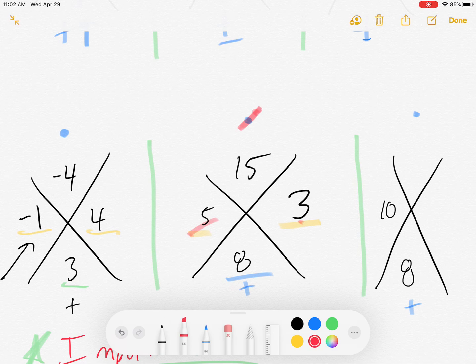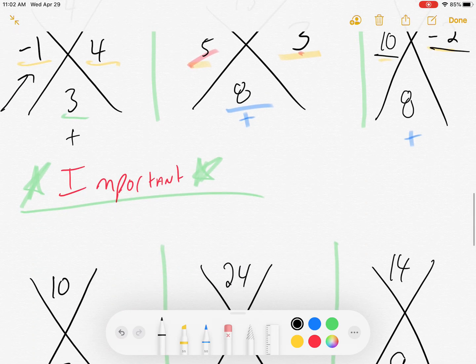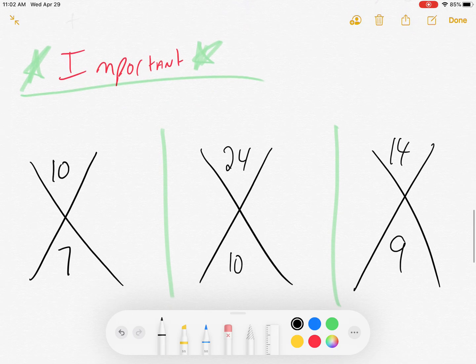Okay, last one. So now we're doing 10 plus what number is 8? Well, 10 minus 2 is 8, or 10 plus negative 2. Now, to do the top part, we need to multiply them. So 10 times negative 2 is negative 20.